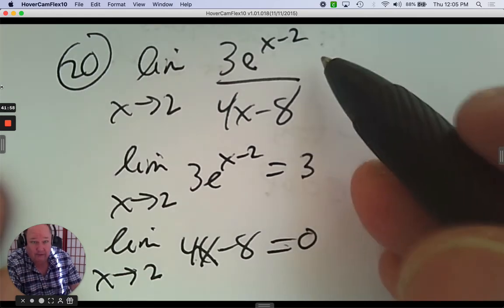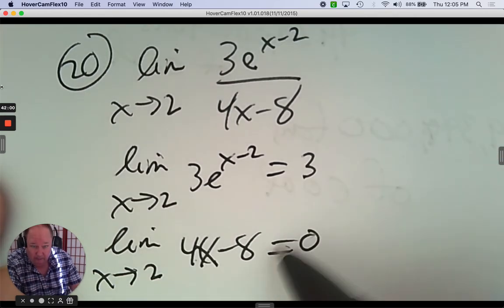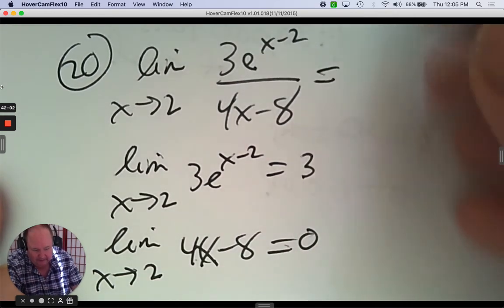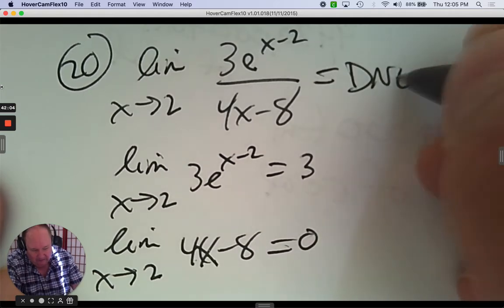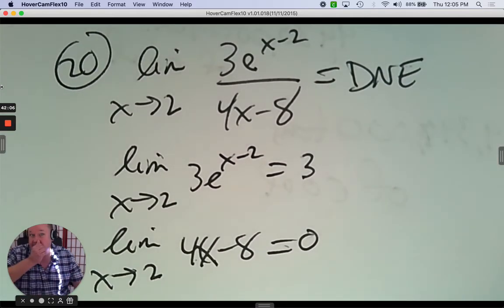Do not write down 3 over 0. So we separate it so you don't write down something mathematically that is incorrect, but we can say that this limit doesn't exist because it's 3 divided by 0. It's undefined, so it doesn't exist. Number 21.